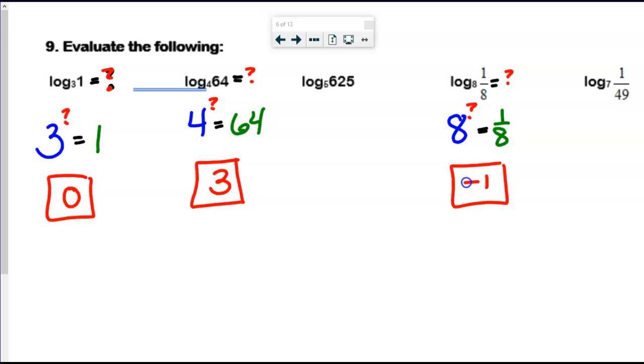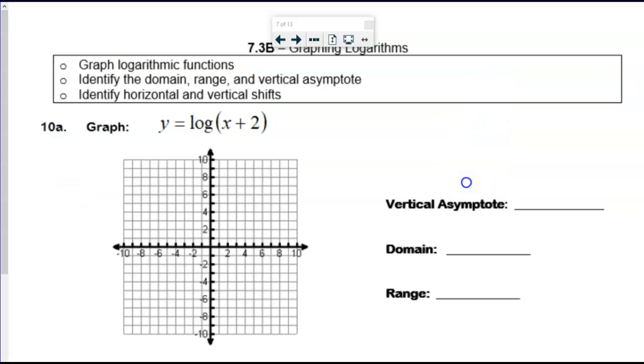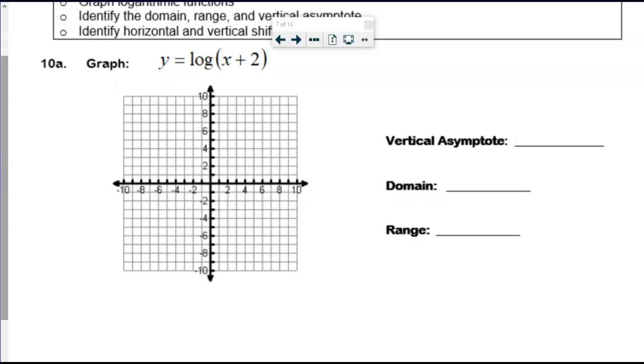Alright, so I'm letting you finish a few of those on your own. I think that's fair, and we do have lots of practice on that in our homework check, so you can redo some of those problems if you'd like.